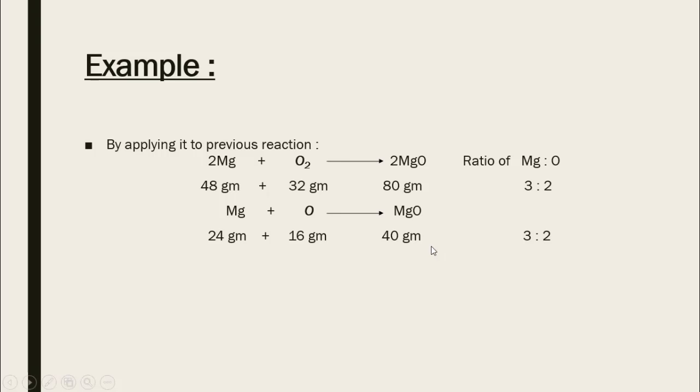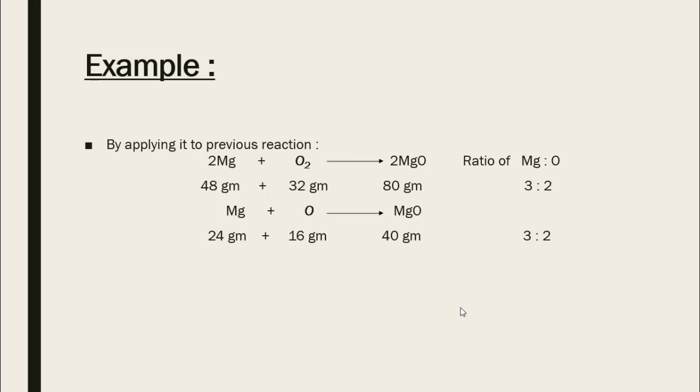From this example, we conclude that the magnesium oxide compound is always formed from the combination of magnesium and oxygen by a constant weight ratio, 3:2. However, the masses of the elements involved in the reaction may change. So the law of constant ratios states that a chemical compound is formed from the combination of its elements by a constant weight ratio.